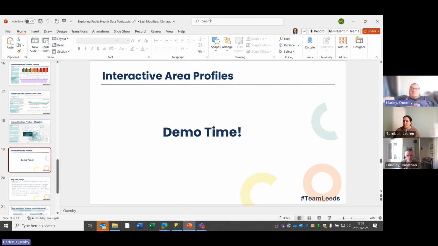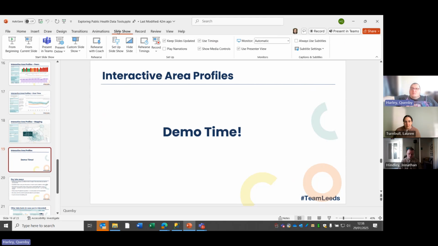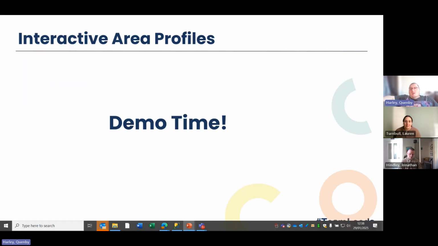You can do so much with that, and there's almost endless combinations and ways you can explore that data. In the interest of time, I'm not going to go into any further detail, but just giving you a little bit of an idea of how that interactivity can be so useful.